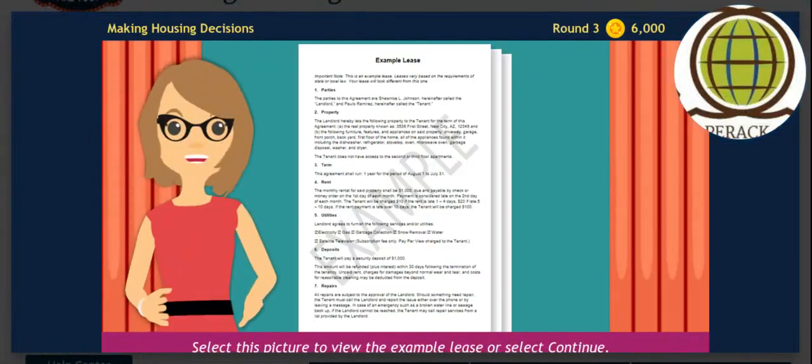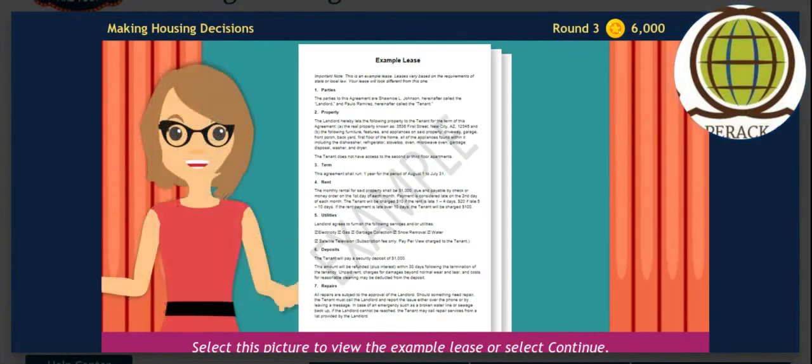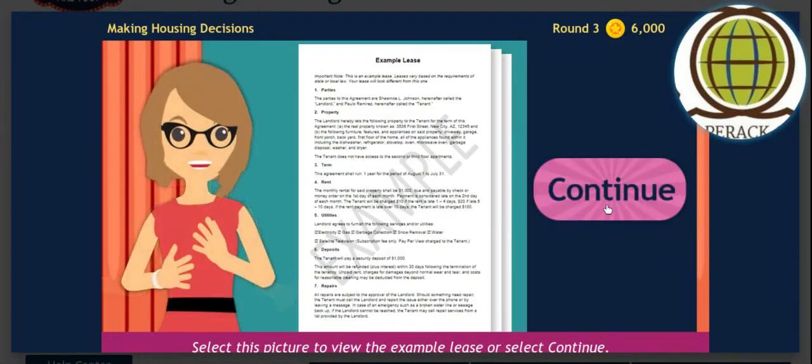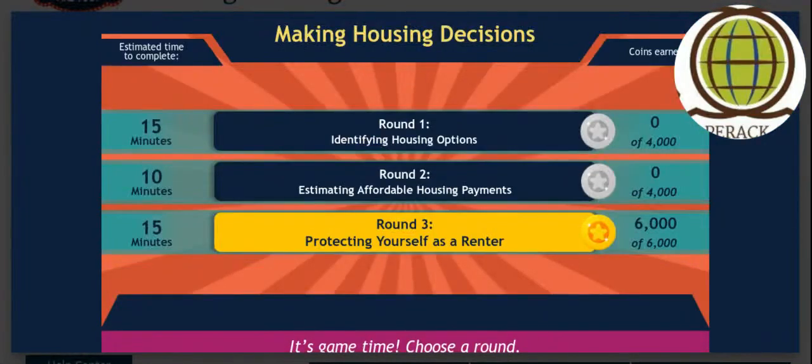You've completed the picture. You can select the picture to view the example lease as a PDF, or you can select Continue to find out how you did in this round. Congratulations! You earned enough coins to win this round. Remember, if you're logged in and playing to earn a certificate, you need to win every round.